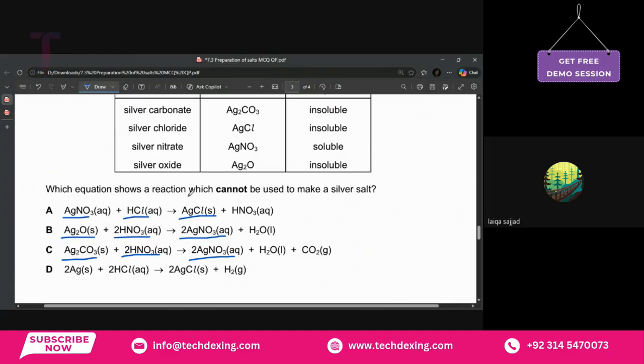Looking at option D, the last one, can it be used to produce a silver salt? We have a metal, and we are reacting it with an acid. Will it give you silver chloride? No. What's the reason? Because it's below hydrogen in the reactivity series. Yes, very good. Because silver is below hydrogen in the reactivity series, it is not reactive enough to displace the hydrogen from the acid, like HCl. So this reaction will not occur under normal conditions. So this is the correct option, option D.